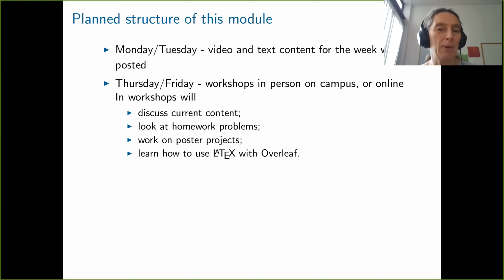In particular, we're going to be working on some poster projects, building a poster about group theory, and we're going to work on some mathematical typesetting as well as part of this course. If you don't recognize these things, don't worry, we'll come back to them, and we'll talk about them in particular in this week's workshops. So that's the planned structure week to week. The workshops hopefully will sometimes happen in person, and when they can't happen in person, they'll happen online, and we'll make the best of a difficult situation.